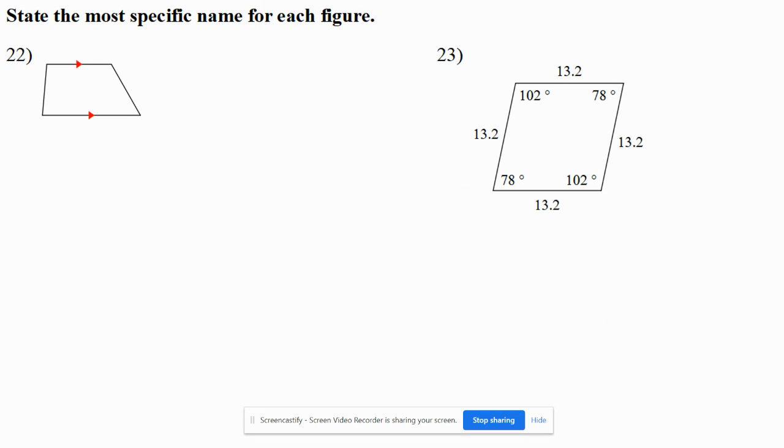Now my last two examples. State the most specific name for each figure. Remember, I call this section special quadrilaterals. If you need to review special quadrilaterals, check out my video for special quadrilaterals. Now, question number 22. Those arrows mean parallel. The top and bottom are parallel, but the two at the sides are not, just the one on the top and the bottom. So, matter of fact, they have different length. So I'm going to call this trapezoid.